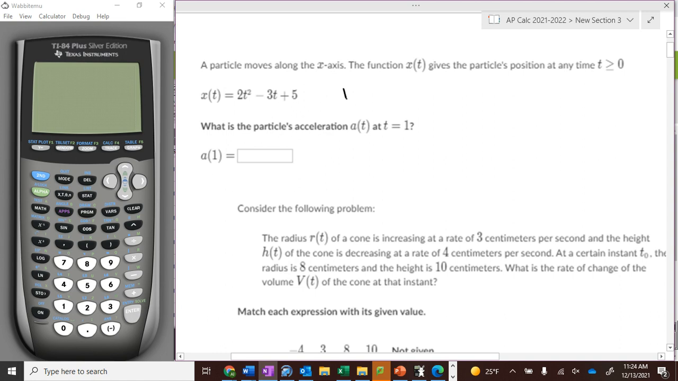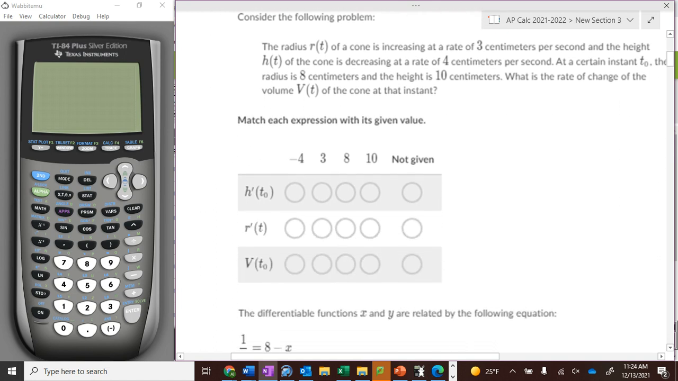First derivative is a velocity function. So it's 4t minus 3. So the acceleration function is 4. So your acceleration is 4, no matter where you're at. It's 4.